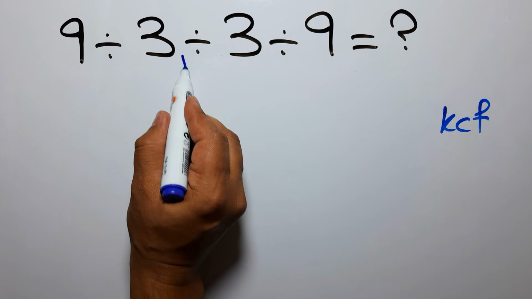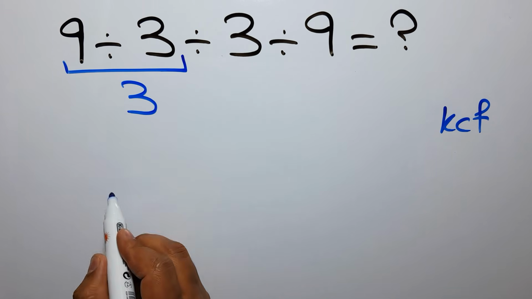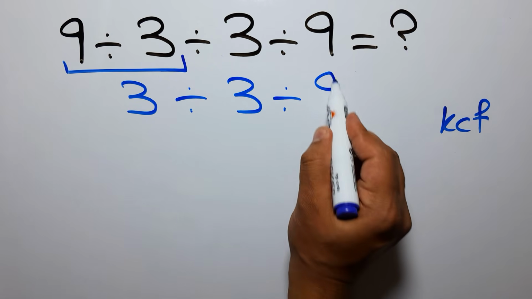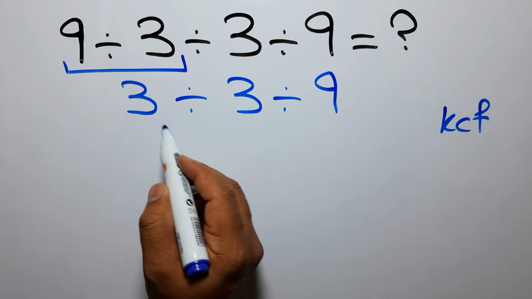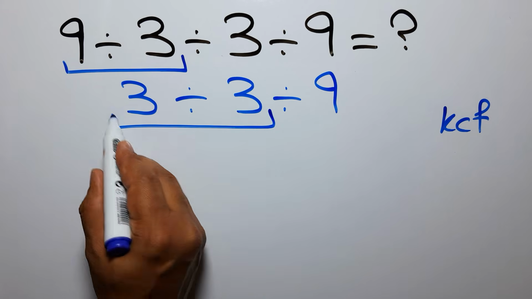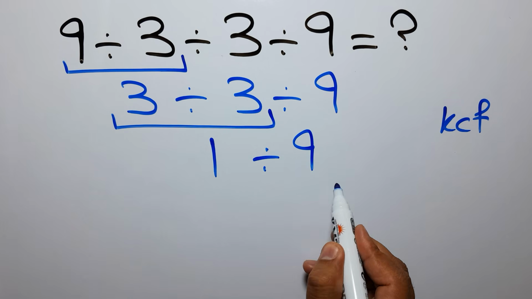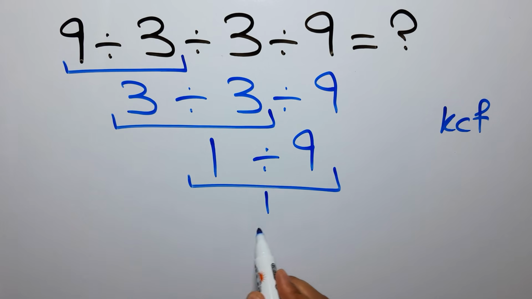9 divided by 3 gives us 3. So we have 3 divided by 3 and divided by 9. Now we have to do this division. 3 divided by 3 gives us 1. So we have 1 divided by 9, which can be written as 1 over 9. And this is our final answer to this problem.